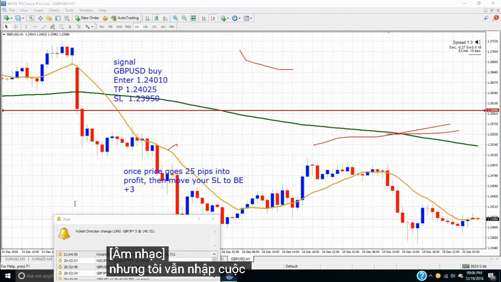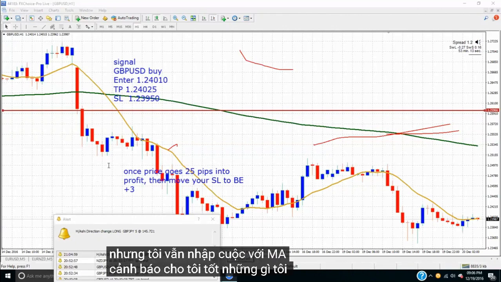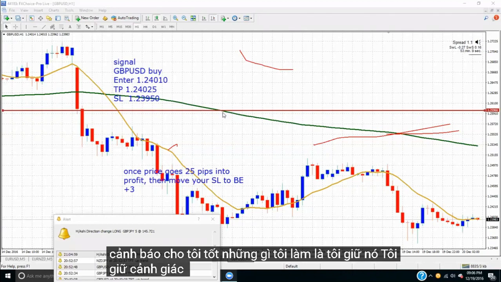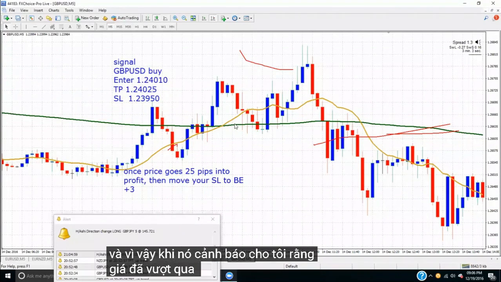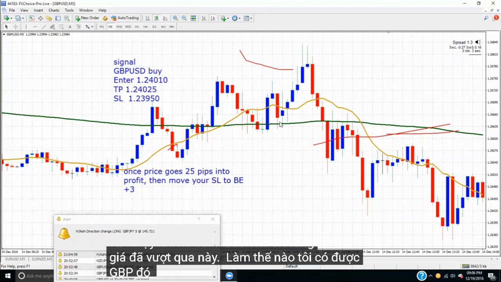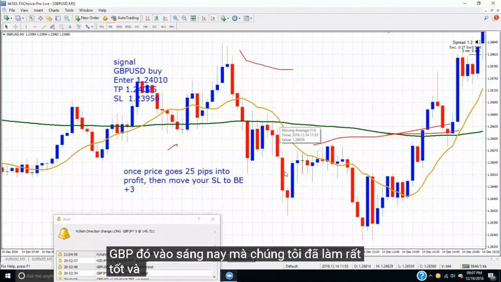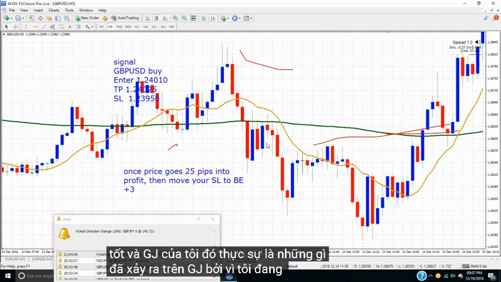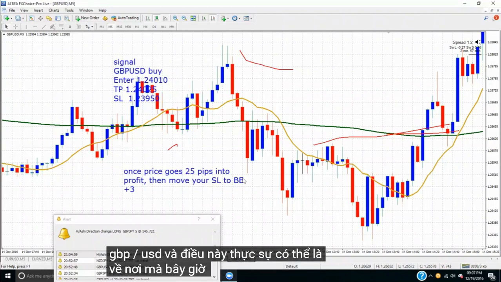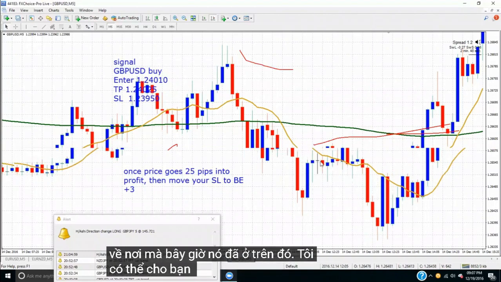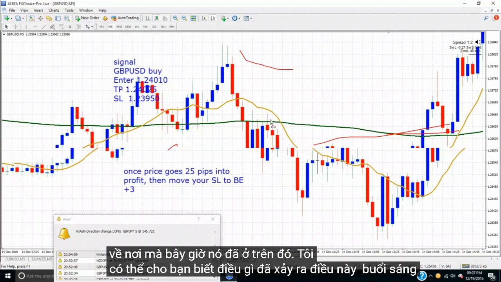But I still enter on M5 after the MA alerts me. Well, what I do is I keep my alert on the M5, okay? And so when it alerts me that price has crossed, hey, that's how I got that GBP this morning that we did so good on, and my GJ. What happened on GJ is I was watching GBP USD, and this is probably about where it was. No, this was not it. I can show you what happened this morning.